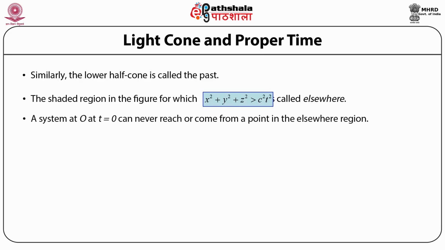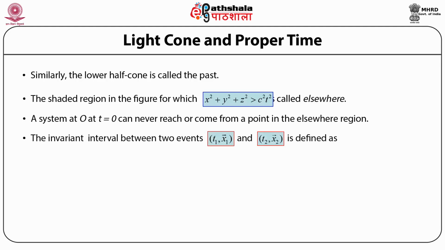Now, a system which is at the origin at time t equal to 0 can never reach or come from a point in the elsewhere region. Further, we will now define the invariant time interval between two events.